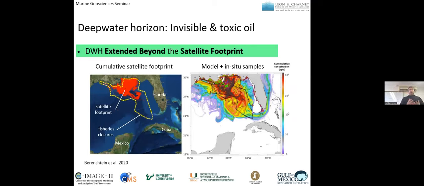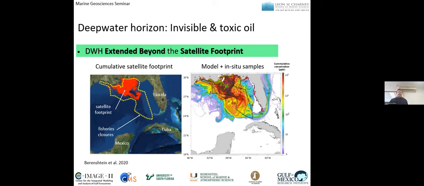Basically, what you see on the left side is the cumulative satellite footprint in red. The dotted yellow line is the cumulative fisheries closures. And from this picture, it seems that the fisheries closure encompass the Deepwater Horizon spill.